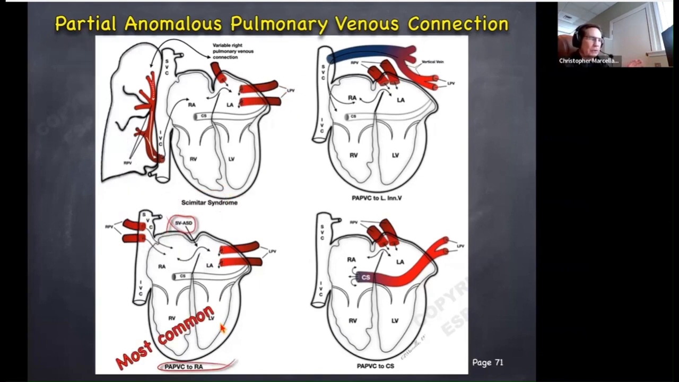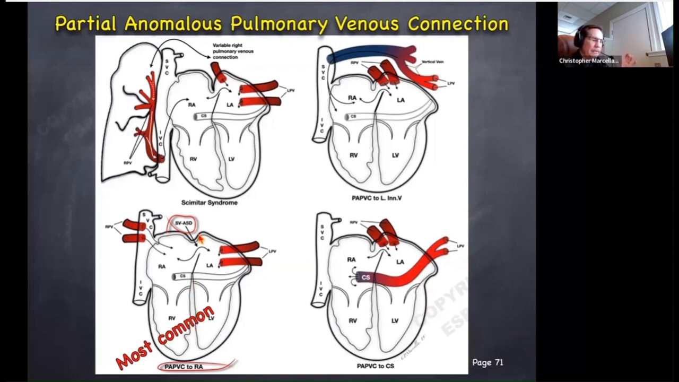Our most common partial veins is going to be the kind where it's involved with a sinus venosus ASD. That's where you have a couple of pulmonary veins coming to the SVC area, and then you have normal veins on the left, and then you have your ASD here. So that's our most common. They kind of go together.